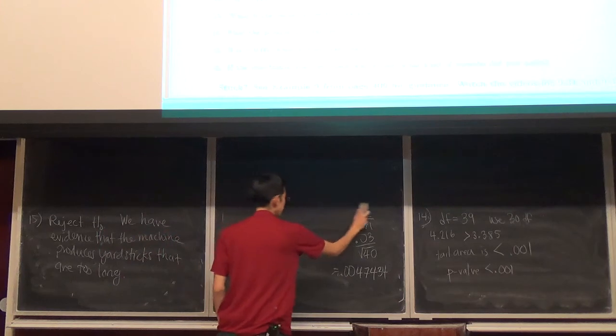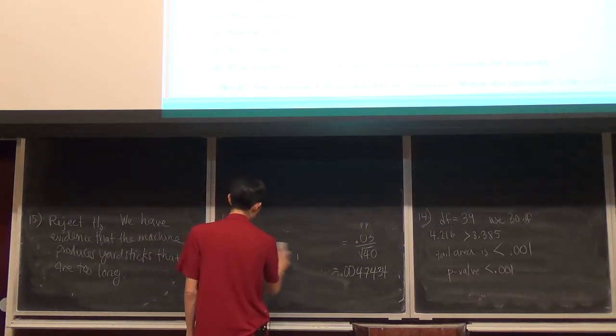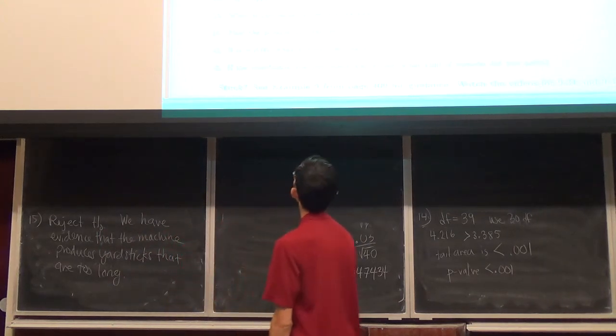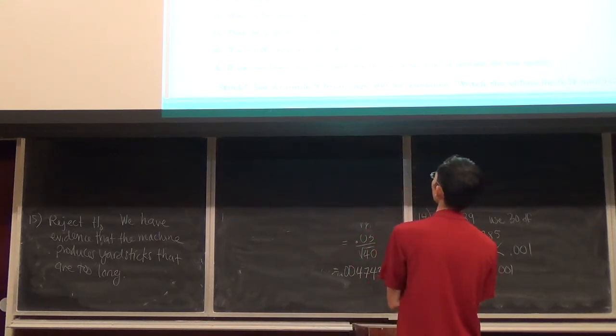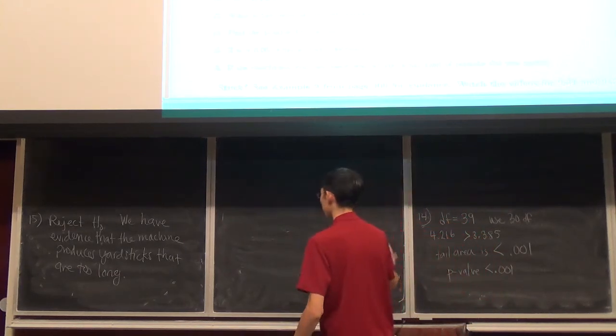And number 16, if that conclusion was a mistake, so if the conclusion you just made was wrong, what kind of mistake is that?